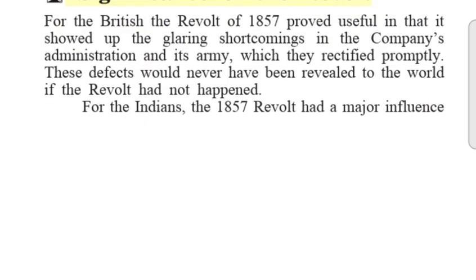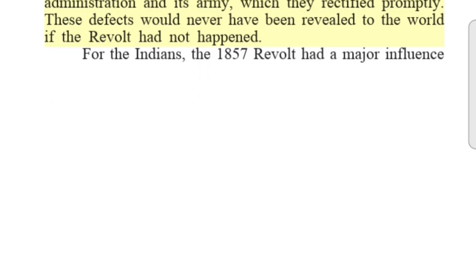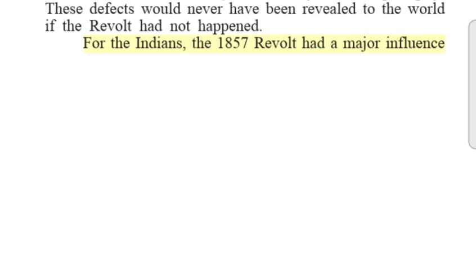Significance of the revolt for the British. The Revolt of 1857 proved useful in that it showed up the glaring shortcomings in the company's administration and its army, which they rectified promptly. These defects would never have been revealed to the world if the revolt had not happened. For the Indians, the 1857 revolt had a major influence on the course of the struggle for freedom.